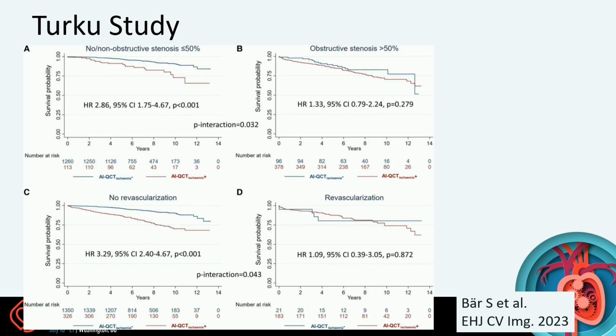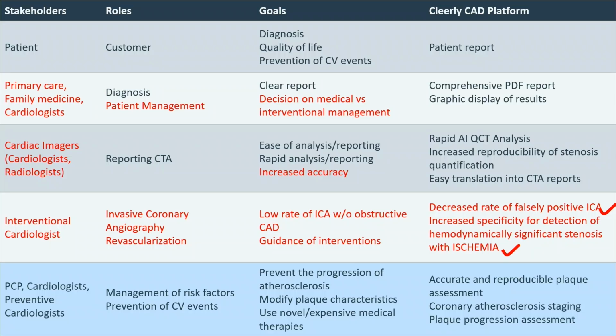Now, very interesting data from the Turku study: who are the patients that actually benefit from this test? They observed that it's the patients that have non-obstructive disease and the patients that didn't get revascularization. So we are selecting patients that probably need further studies and further interventions, when you go back to the overall philosophy of the FAME 2 trial.